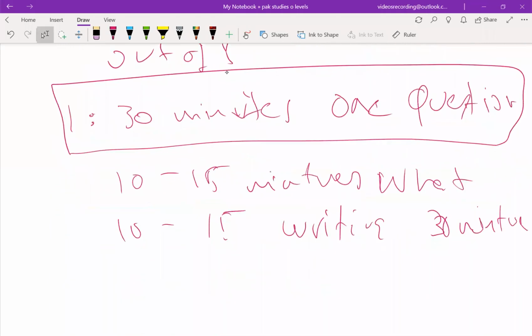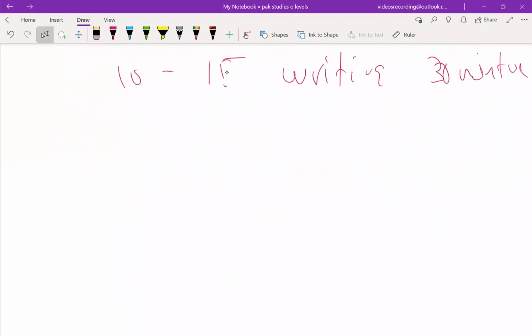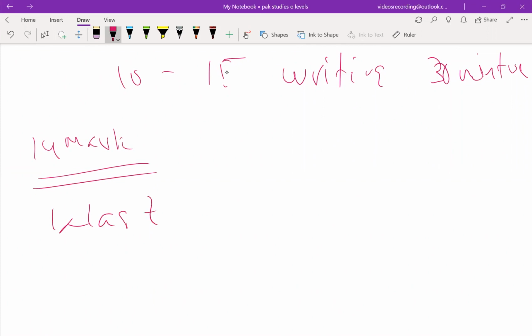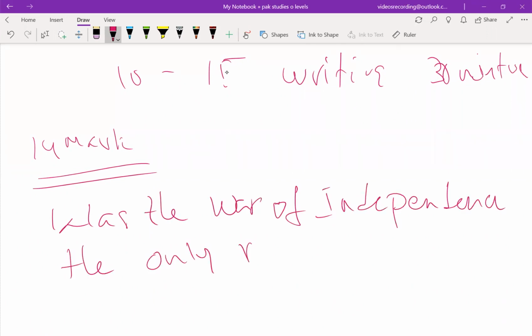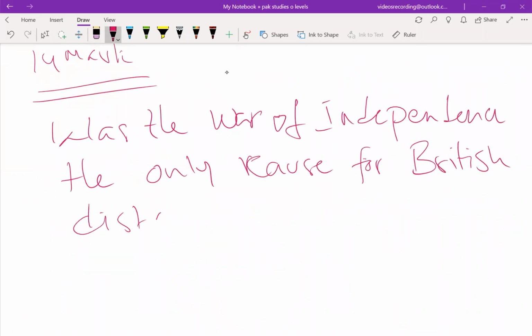The next question is how to make your 14 marks question perfect. This is a very important question, because a lot of students have this problem. The 14-mark question is usually written in such a way that, for example: was the War of Independence the only cause for British distrust of the natives? This is just a rough example of a kind of question.